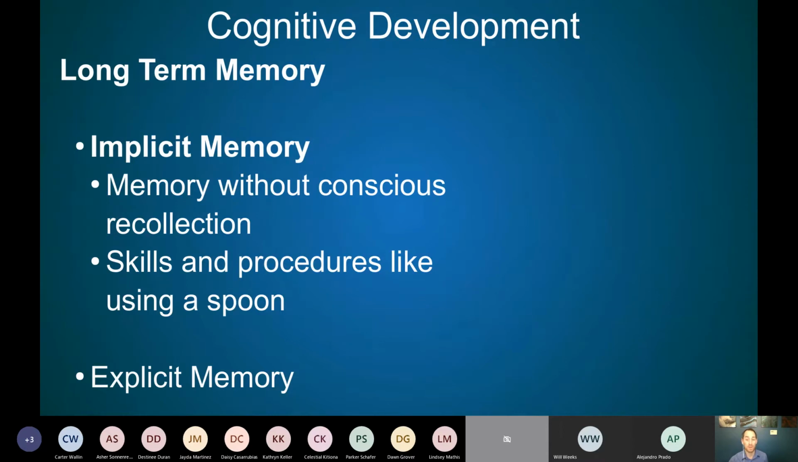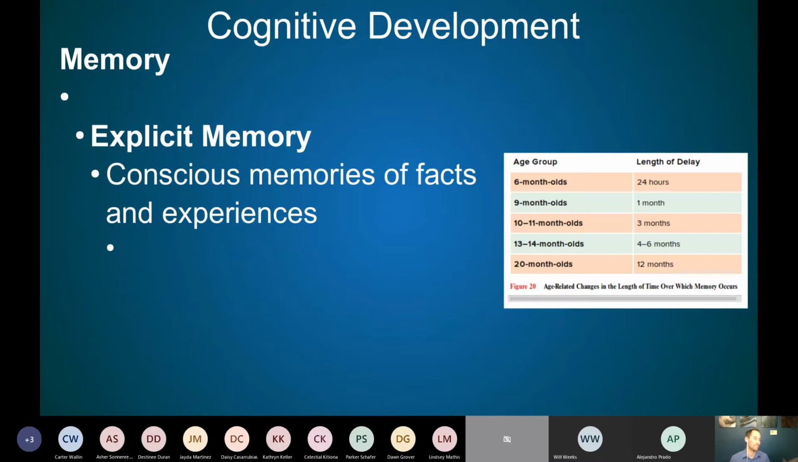Explicit memory is usually what we're talking about when we ask, hey, do you remember this thing? Do you remember your first kiss? Do you remember your book report in 3rd grade on a planet? Do you remember which planet you did? That would be more of an explicit memory, the conscious memories of facts and experiences.